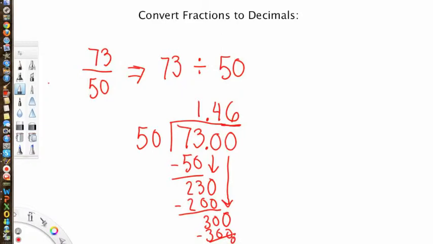We subtract. I am done. There's no more to divide. This division problem has a happy ending. And what is my answer? 1 and 46 hundredths. That's how we do it, folks. Every fraction, repeat after me, every fraction is a division problem. And when you divide, what do you get? A decimal answer. Bye-bye.